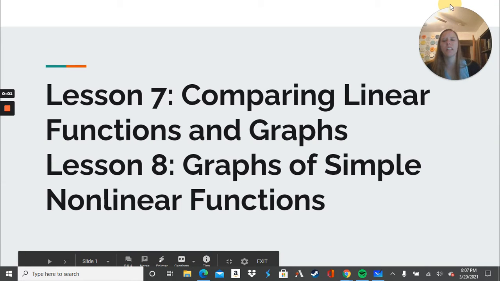Hey, 8th graders, 2 lessons today. Lesson 7, comparing linear functions and graphs, and Lesson 8, graphs of simple, nonlinear functions.